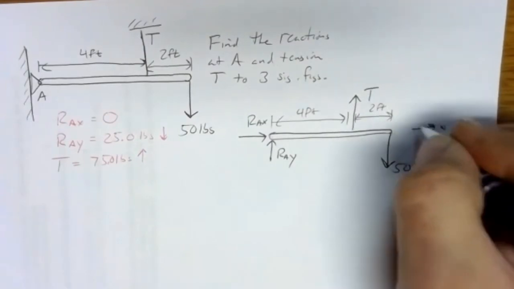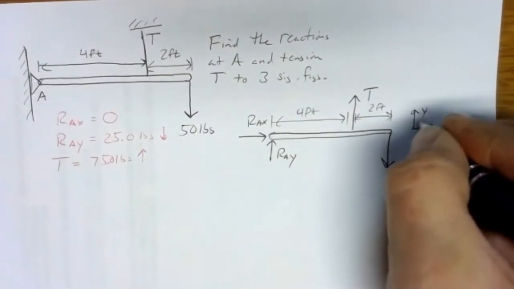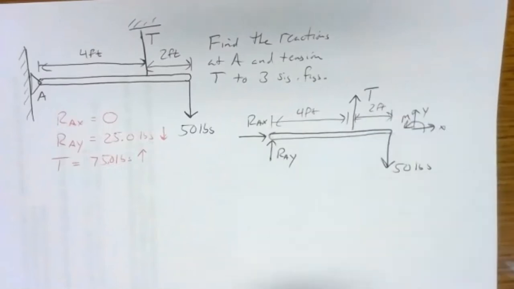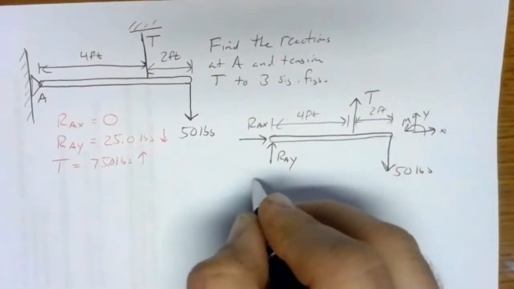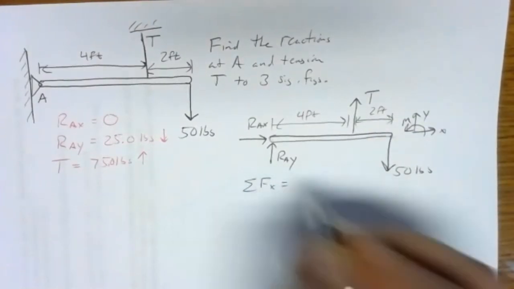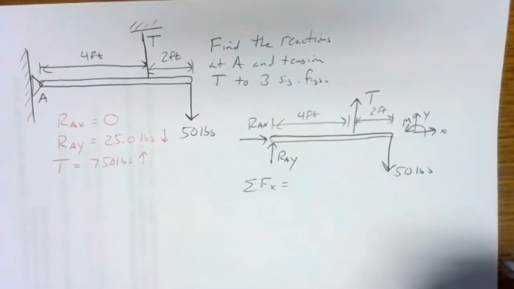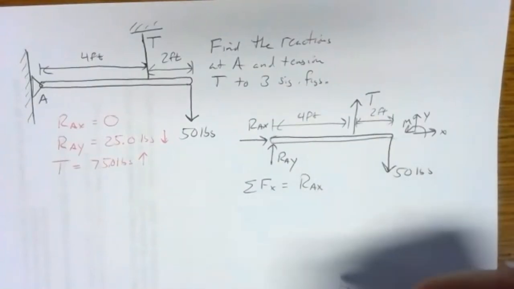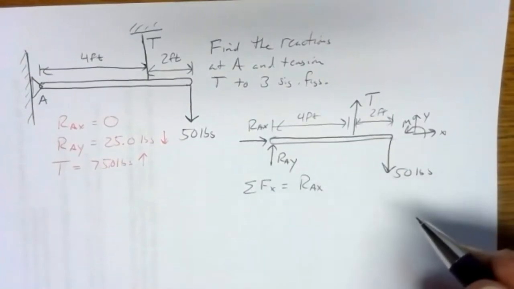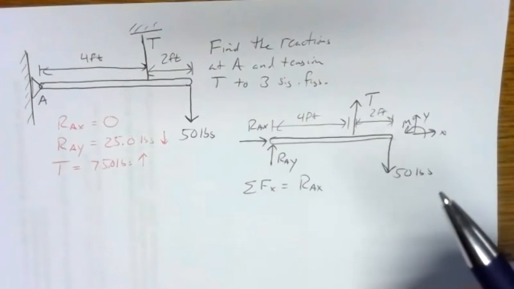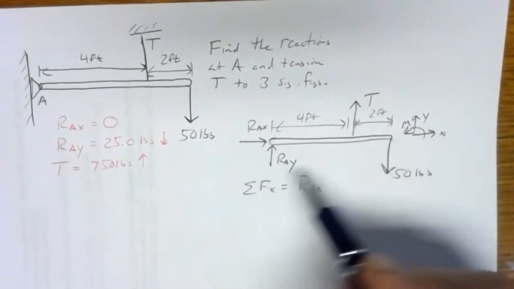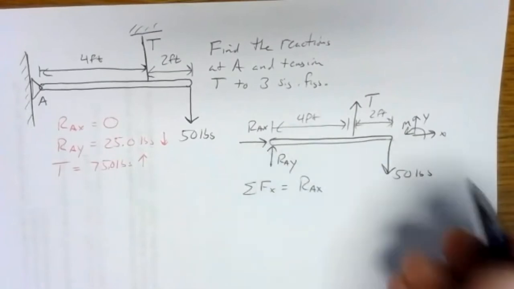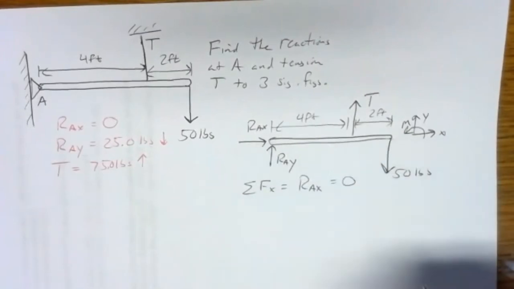Don't forget the coordinate system. There we go. So let's do our sum of forces in the x direction. So sum of forces in the x direction, we've just got RAX to the right and nothing else. There are no sideways forces in this. Even though we're supporting off of a wall instead of the floor, there are still no side loads. So there's no loads in the x direction, so there's nothing to react against. So RAX is 0.